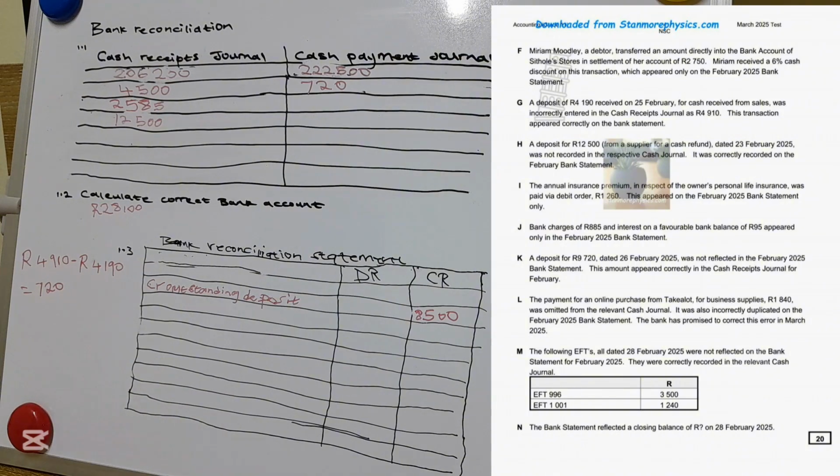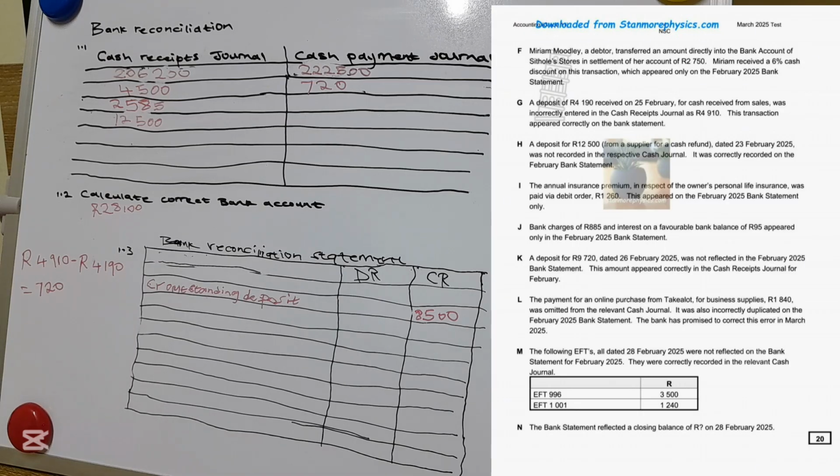So now we go to number I. Number I, it says the annual insurance premium in respect of the owner's personal life insurance was paid via debit order, 1,260. This appeared on the February 2025 bank statement only. Again, guys, here we are not going to record this amount under bank statement, as it has already appeared on the bank statement, meaning now we are going to focus only on the journals, which is cash payment journal.